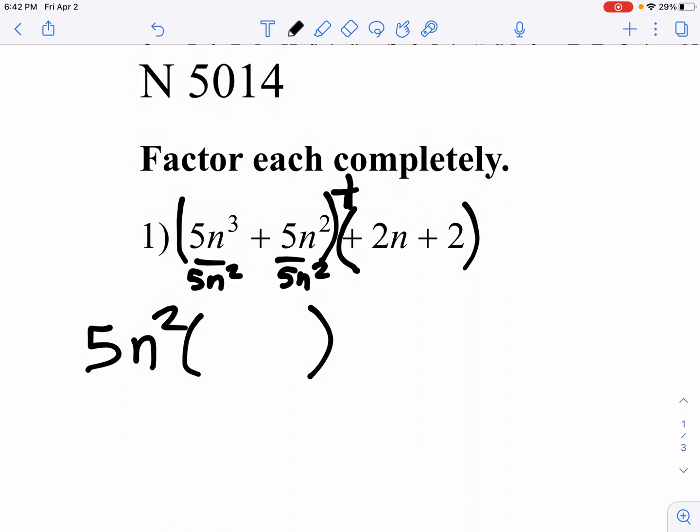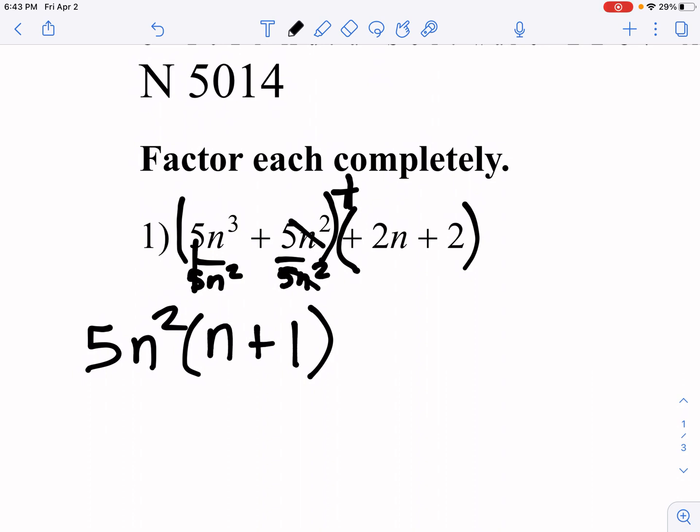With that in mind, 5 divided by 5, those go away. n cubed divided by n squared gives us n. And then 5n squared divided by 5n squared, both of those go away. But even though they go away, I have to put something in that place. What number is really there if they both cancel out? Well, 1, right? Anything divided by itself is 1. So 5 divided by 5 is 1, n squared divided by n squared is 1. What we're left with here is just 1.